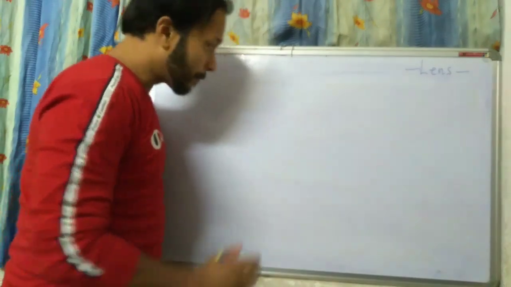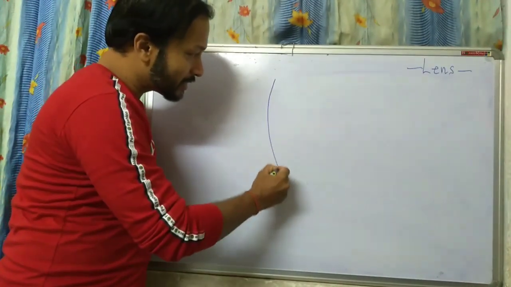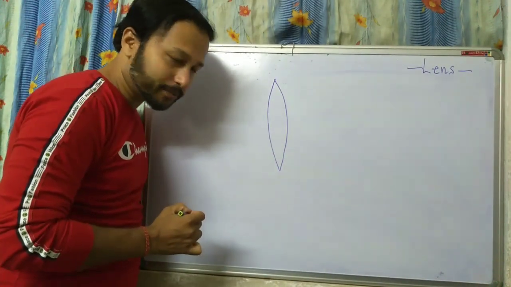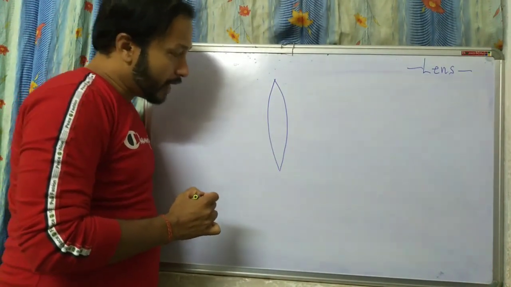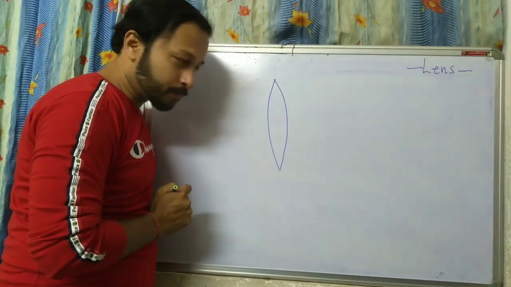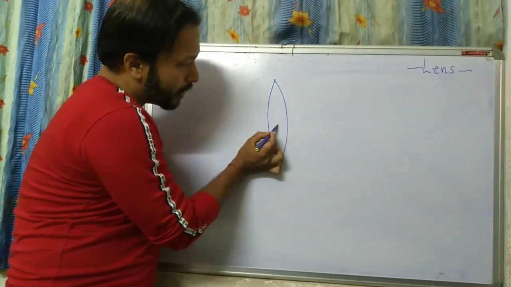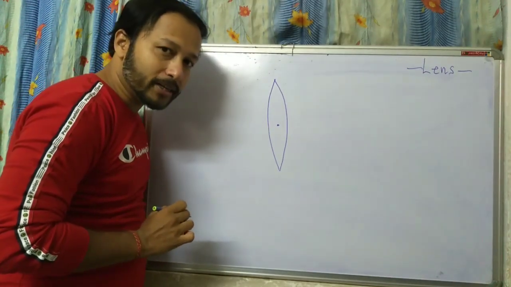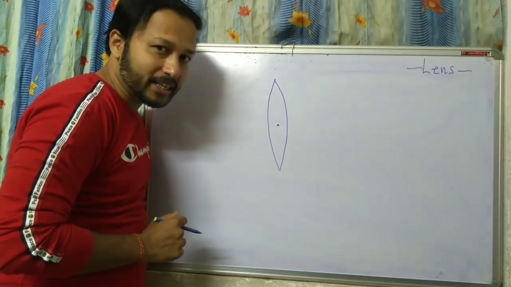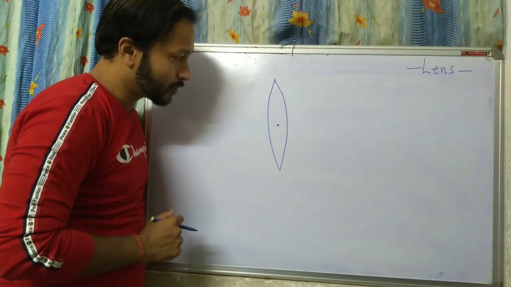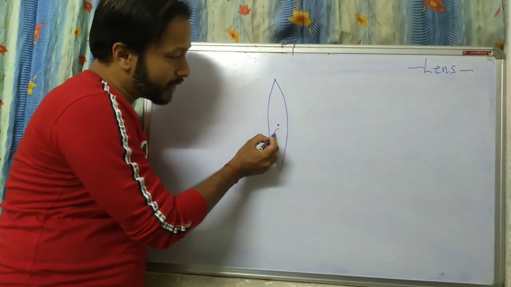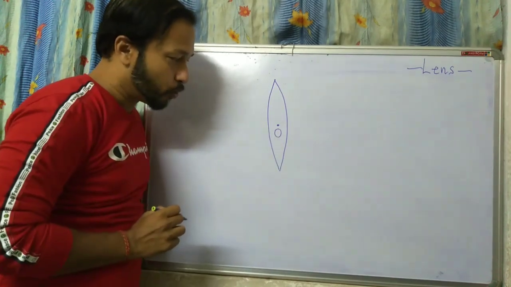First of all, this is called a convex lens. Now, in this convex lens, this point is called optical center, yes, optical center or pole. So this point is optical center or pole.